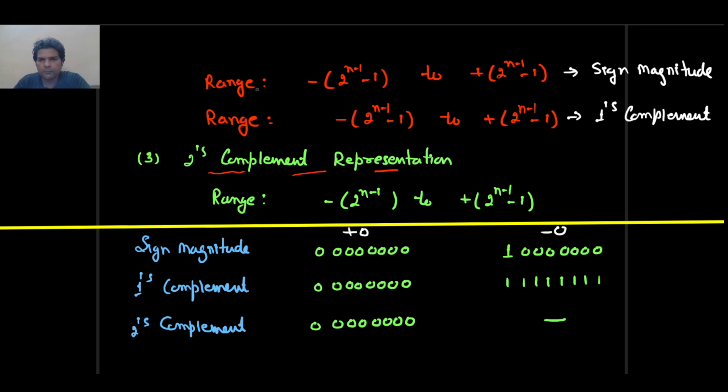This range we have already seen in the sign magnitude representation, and in the ones complement representation, and now in two's complement representation. Now you see the difference. Positive numbers are represented the same way as in ones complement and sign magnitude representation. Correct? So the range is also the same.